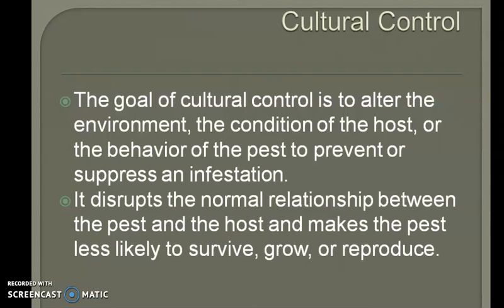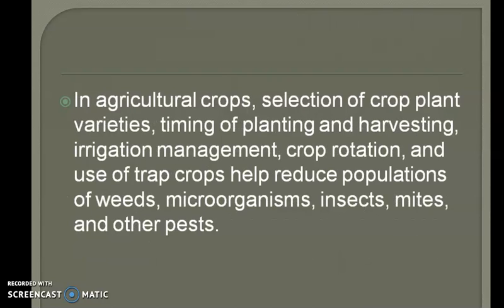And the next one is cultural control. The goal of cultural control is to alter the environment, the condition of the host, or the behavior of the pest to prevent or suppress an infestation. It disrupts the normal relationship between the pest and the host and makes the pest less likely to survive, grow, or reproduce. Some of the cultural practices in agricultural crops include the selection of cropland varieties, timing of planting and harvesting, irrigation management, crop rotation, and use of trap crops, which help reduce populations of weeds, microorganisms, insects, mites, and other pests.